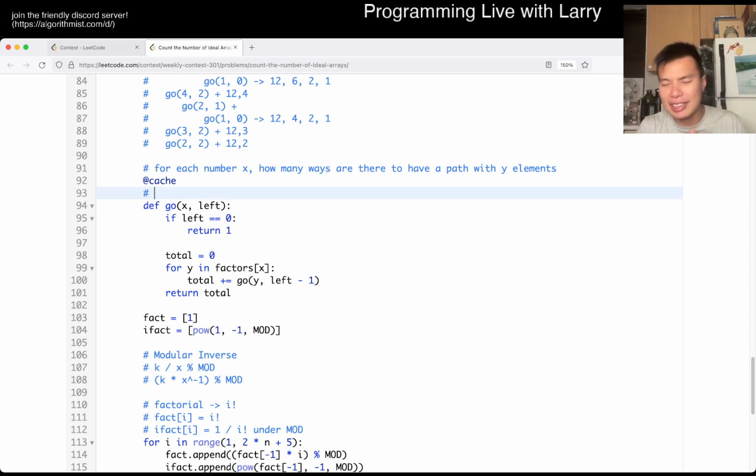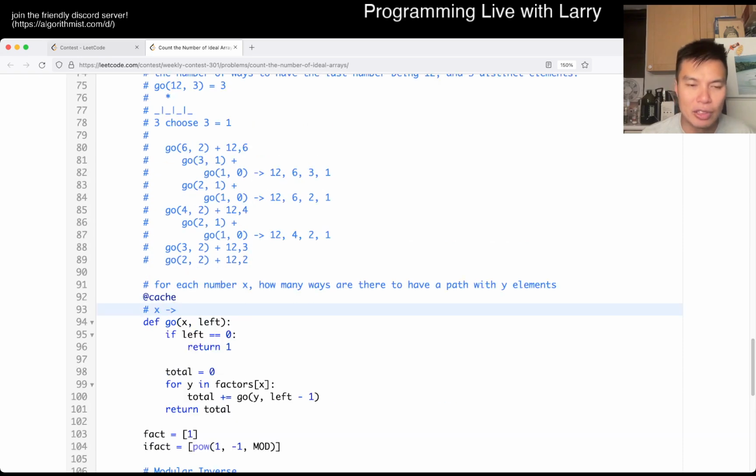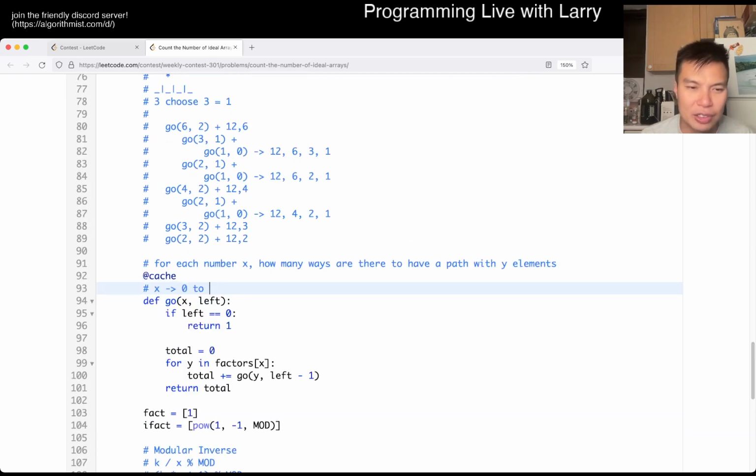Okay, let's analyze this. Sorry, I'm a little tired. Let's analyze this a little bit, right? What x can be, right? x can be from 0 to max value, so let's just say 0 to m.